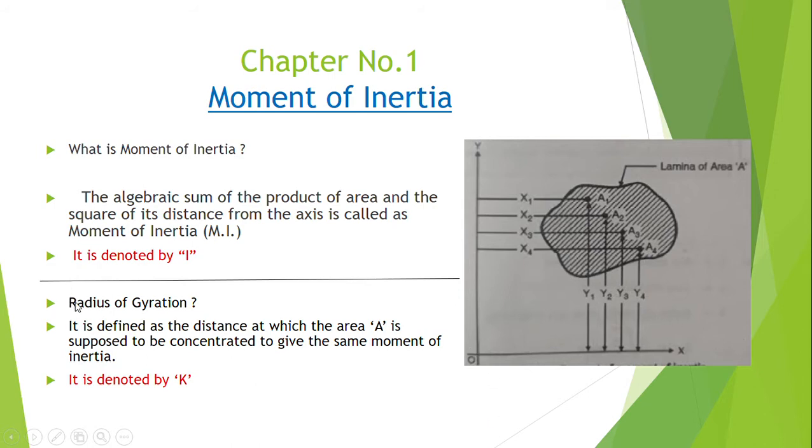The next definition is radius of gyration. It is defined as the distance at which the area A is supposed to be concentrated to give the same moment of inertia. It is denoted by k.